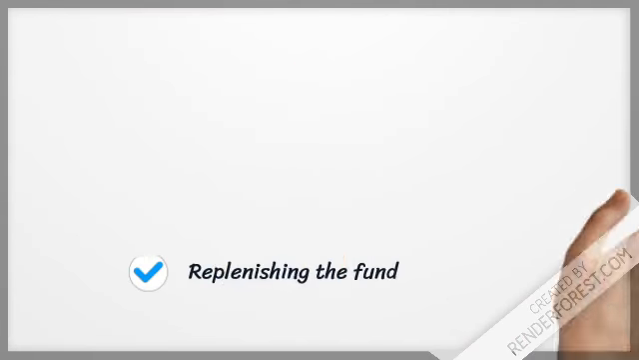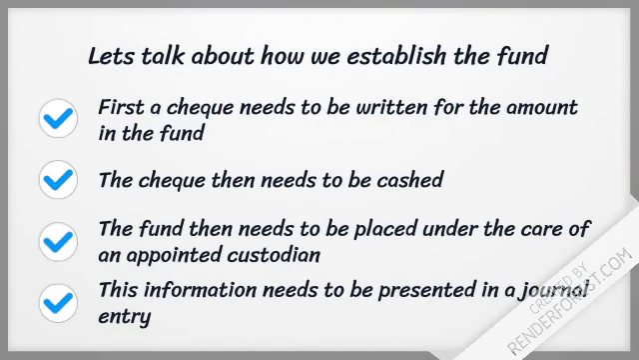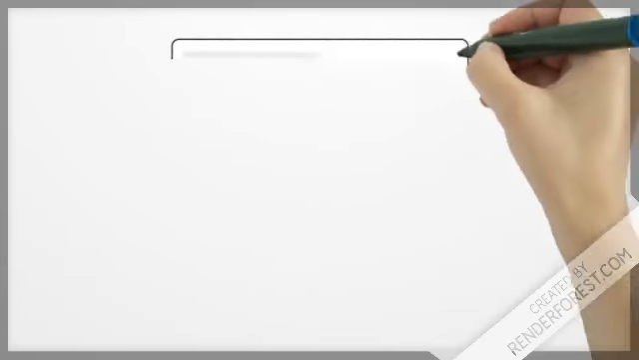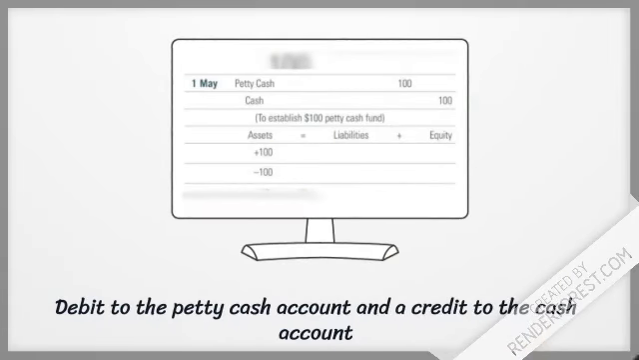Let's talk about how we establish the fund. First, a check needs to be written off for the amount in the fund. The check then needs to be cashed, and then the fund needs to be placed under the care of an appointed custodian. The information that is collected needs to be presented in a journal entry. Here's an example of a journal entry for establishing the fund. As you can see, the petty cash account is debited and the cash account is credited.